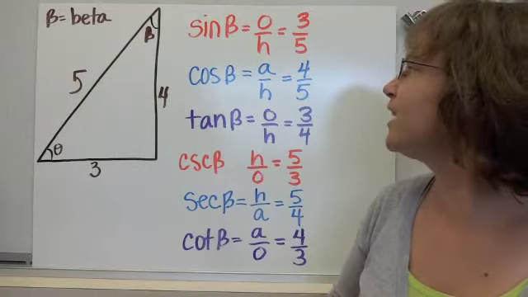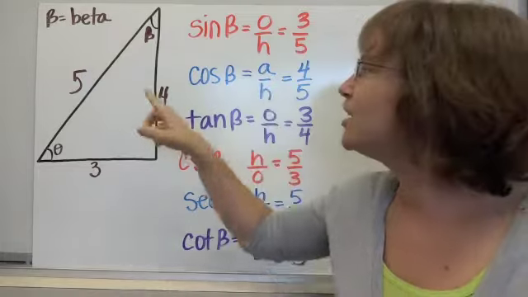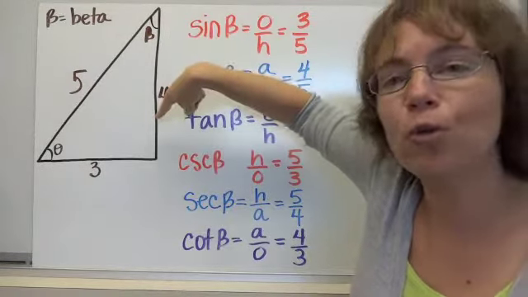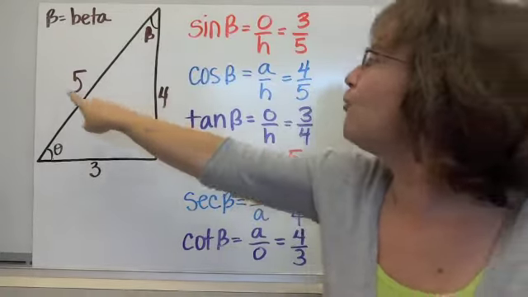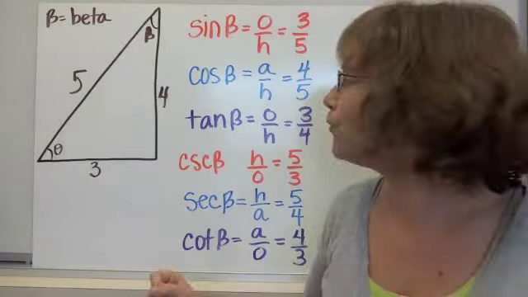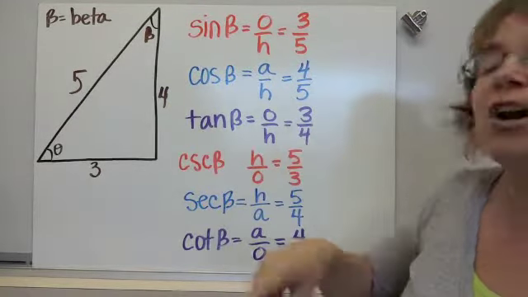Now let's look at the cosine of beta. The cosine of beta is the adjacent over the hypotenuse. So let's look at the adjacent side. The adjacent side to beta is 4. So we're going to take 4 over 5, or 4/5. Tangent is opposite over adjacent, so 3 over 4.